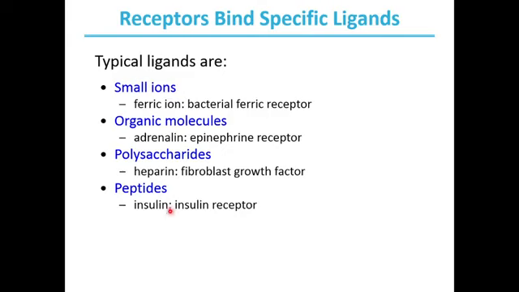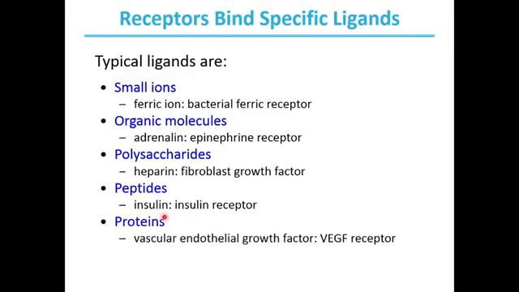Peptides. Insulin is a classic example. Insulin receptors in cells recognize and bind insulin. Proteins. Vascular endothelial growth factor is a classic example of a protein ligand. The VEGF receptor binds proteins.